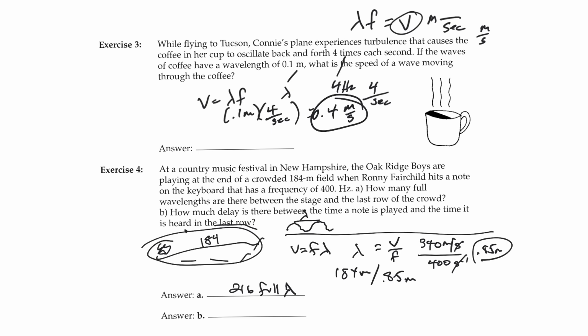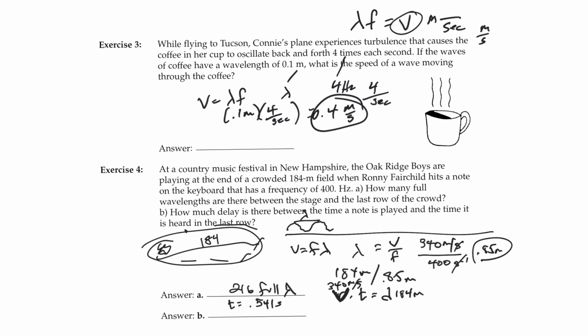Second question: how much delay is there between the time the note is played and the time it's heard in the last row? Believe it or not, this is an elementary problem. Rate, how fast something's going, times the time it travels is the distance it travels. Rate we'll call speed, so speed times time equals distance. The distance we know is 184, and the speed we know is 340 meters per second. I need to solve for t, so I have 184 divided by 340, and the time equals 0.541 seconds.